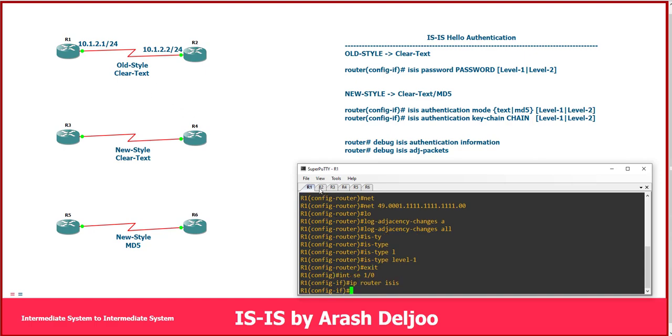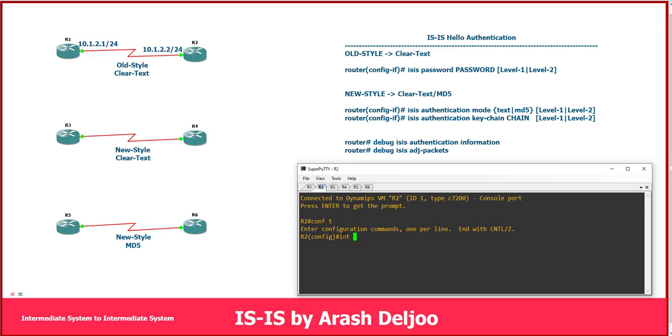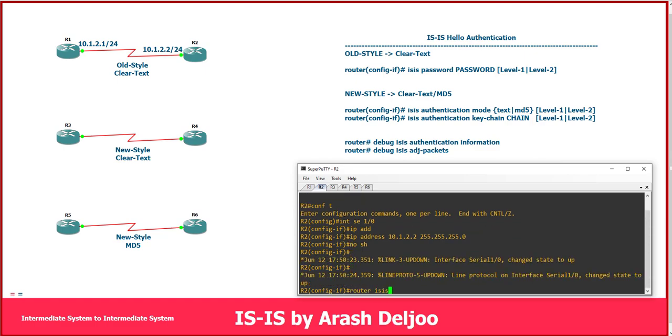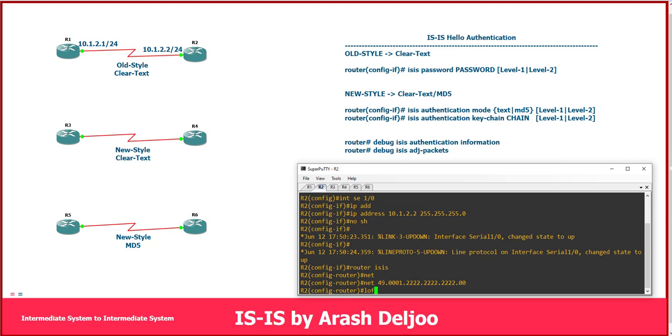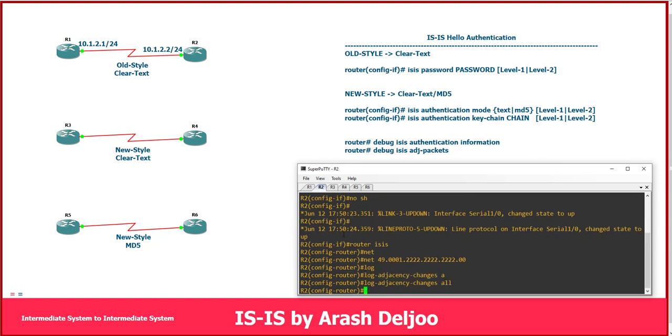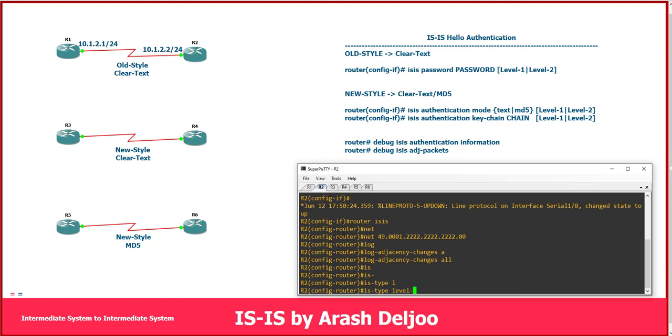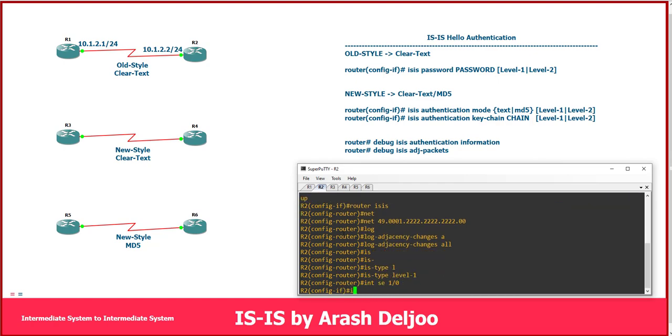Let me configure R2. conf t, interface serial 1/0. The IP address is 10.1.2.2 255.255.255.0. Then no shutdown. After that, we can configure router ISIS. Then the net address 49.0.0.1, for example, and then 2222.2222.2222, finally .00. And after that, we can configure log adjacency change all and IS type as level 1. That's it. Interface serial 1/0, ip router isis. We will have neighborship, ISIS neighborship.